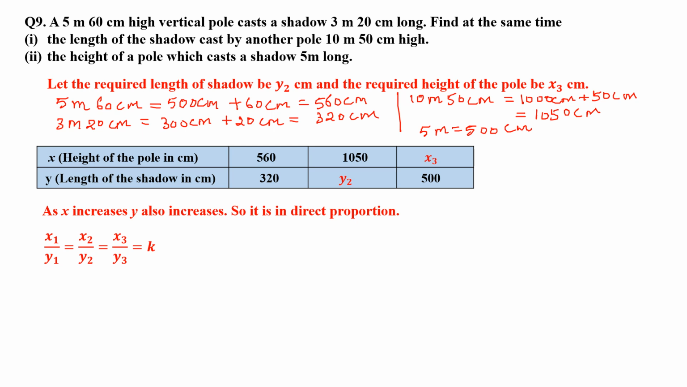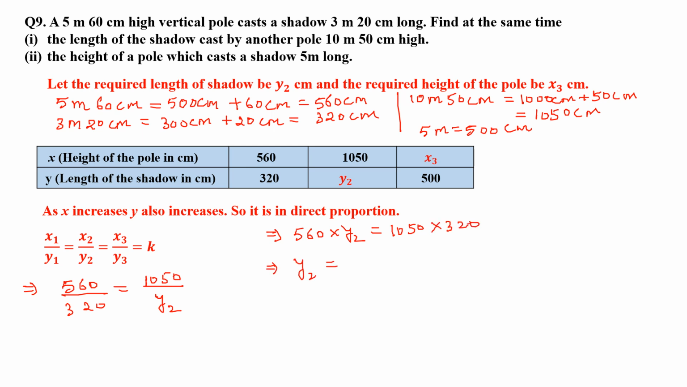So here if I'm going to write all the values over here, so x1 is 560, y1 is 320. This is equal to 1050 by y2. And I'm going to cross multiply now. So it will become 560 into y2, which will be equal to 1050 into 320. So my y2 will be equal to 1050 into 320 divided by 560. 0 and 0 I can cancel.